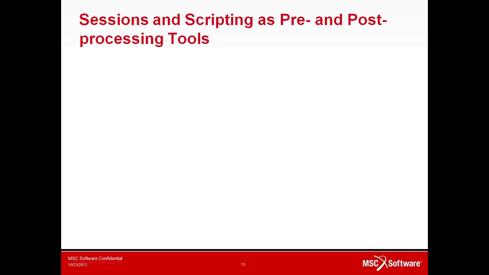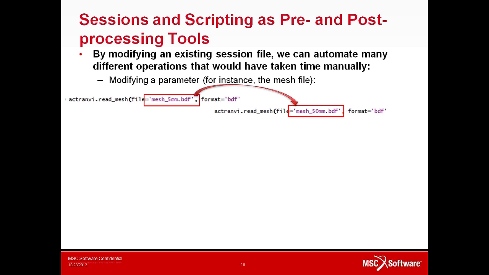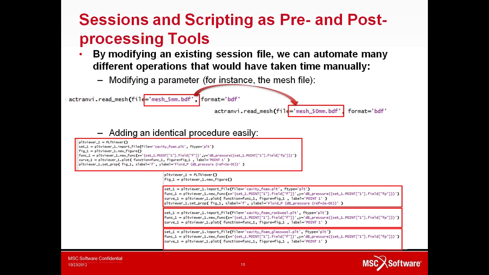The usage of sessions or scripts can ease many different pre- and post-processing operations by reducing the number of manual operations. A typical example consists in modifying some parameters in an existing session file to produce a different input file, without having to perform all other operations manually. On the shown example, the mesh file supporting the computation can be easily modified by just changing the file name within the session file.